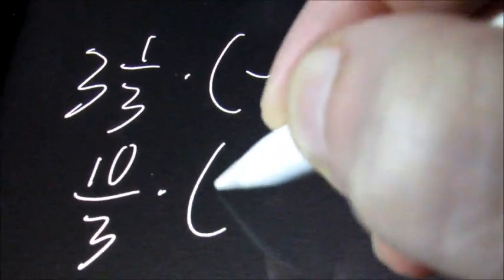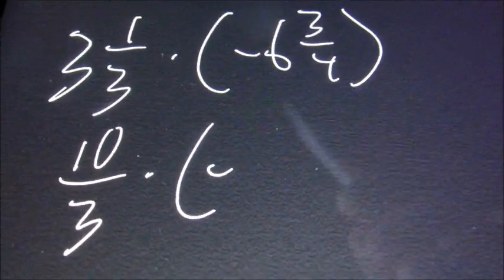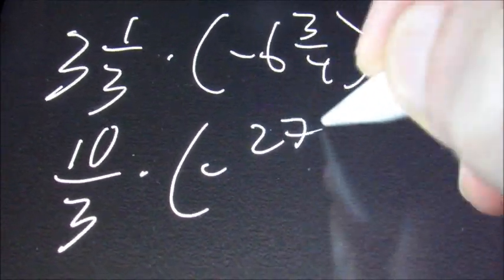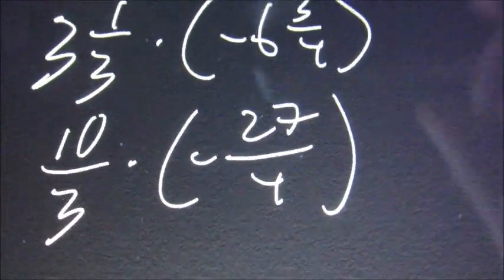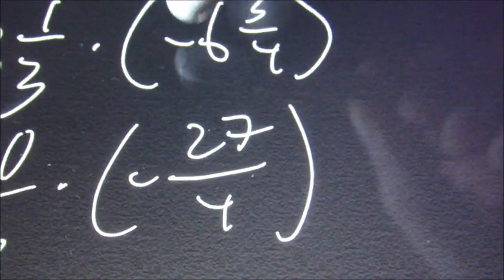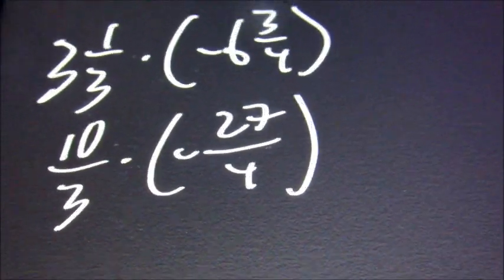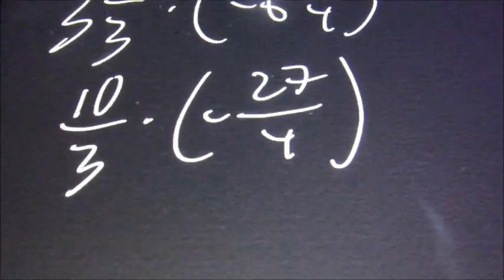Next, let's say we have 3 1/3 times negative 6 3/4. So we'll turn them both into improper fractions. 3 times 3 is 9, plus 1 is 10 over 3 times negative 4 times 6 is 24, plus 3 is 27 over 4. Note that even though I'm using negative numbers, I'm still multiplying and then adding. We keep the negative. The negative numbers here don't matter when we're changing it into an improper fraction.